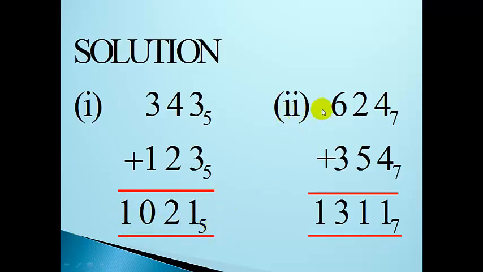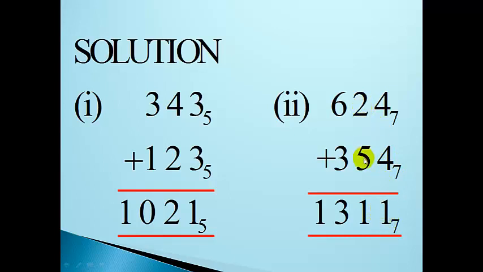Now II. 624 base 7 plus 354 base 7. Now 4 plus 4 equals 8. And 8 in base 7, the remainder is 1, and the number of group is 1.